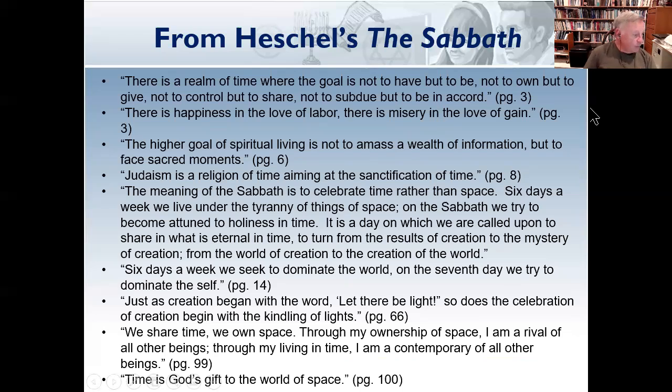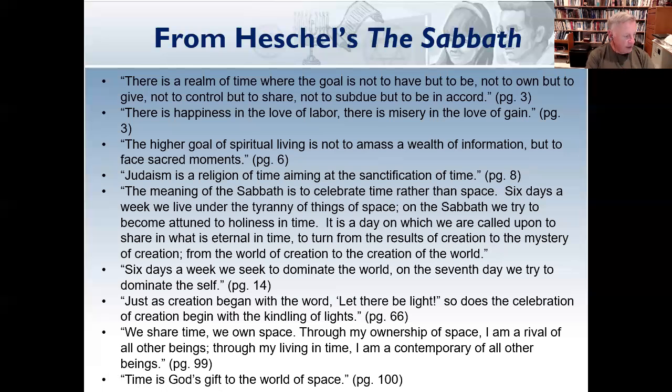There's a realm of time where the goal is not to have, but to be, not to own, but to give, not to control, but to share, not to subdue, but to be in accord. There is happiness in the love of labor. There is misery in the love of gain. The higher goal of spiritual living is not to amass a wealth of information, but to face sacred moments. Judaism is the religion of time, aiming at the sanctification of time. The meaning of the Sabbath is to celebrate time rather than space.